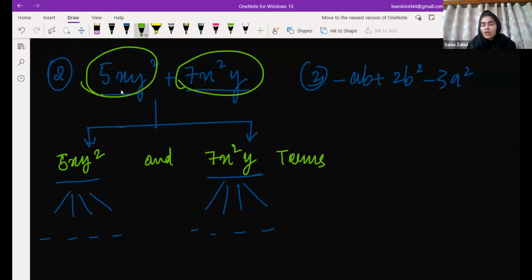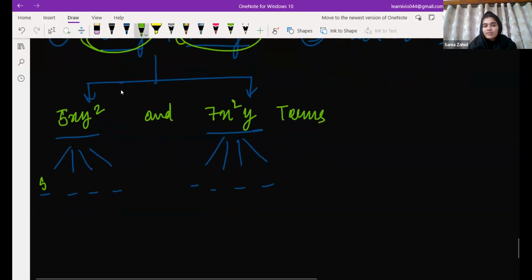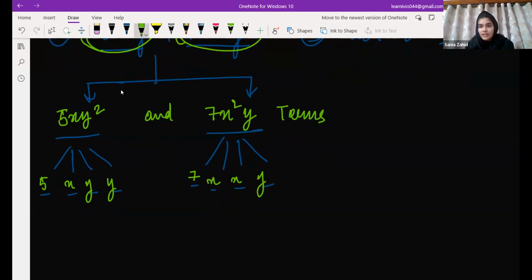Okay, ma'am. Understood? Now, what are the factors of these terms? 5xy square is composed of 5, x, y, and y. Now, 7x square y is composed of 7, x, x, and y. Okay, do you understand it now? Yes, ma'am. Manha, tell me your answer.